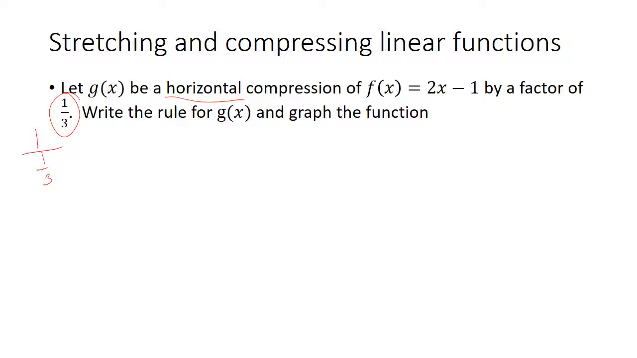So I'm going to take my x, and that's what I'm going to multiply by 1 over 3. So 1 over 3 is the same thing as 1 over 1 times 3 over 1, which is 3. So I'm going to say it's going to be 2 times a 3 times the x minus the 1. So my new rule is going to be 6x minus 1. So remember, horizontal affects only the x. Vertical is going to affect the whole thing.